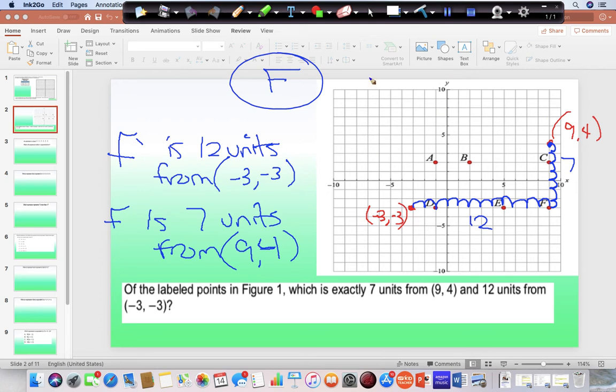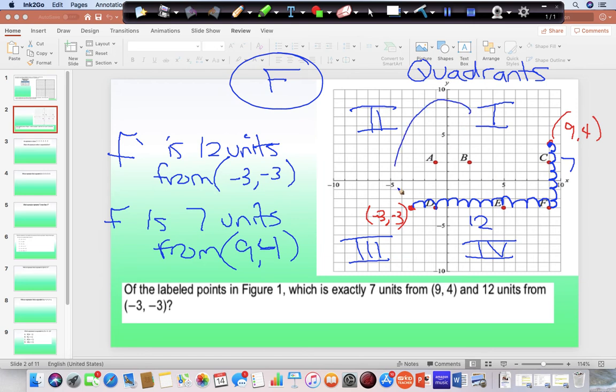Now, remember when we are dealing with coordinate grids, this is not asking for this in this particular problem, but we want to remember that there are 4 quadrants in coordinate grids. The first one is in the top right corner. The second one is in the top left. The third one is in the bottom left, and the fourth one is in the bottom right. Remember, the quadrants are always located in the shape of a C, 1, 2, 3, and 4, and they always use Roman numerals. So F is in quadrant IV.